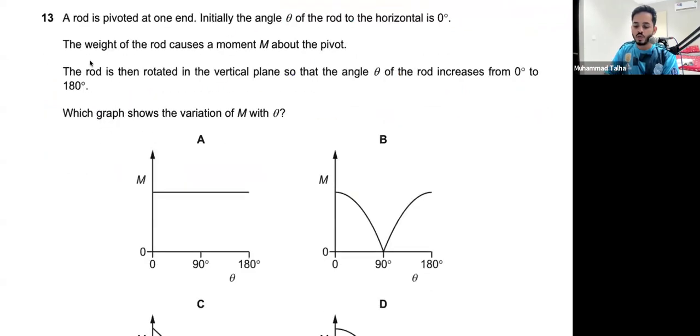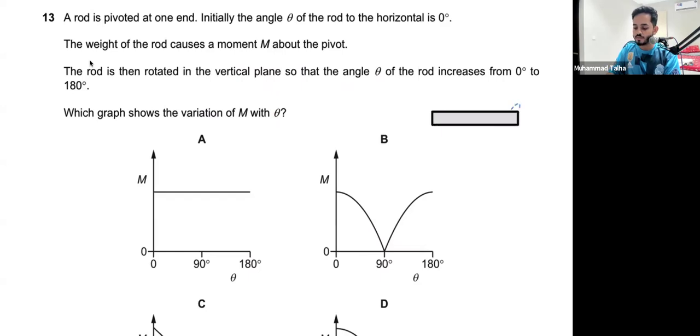A rod is pivoted at one end. Initially, the angle theta of the rod to the horizontal is 0 degrees. The weight of the rod causes the moment M about the pivot. The rod is then rotated in the vertical plane so that the angle theta of the rod increases from 0 to 180. Which graph shows the variation of M with theta? Again, a lot of words, so let's just make a small diagram for ourselves.